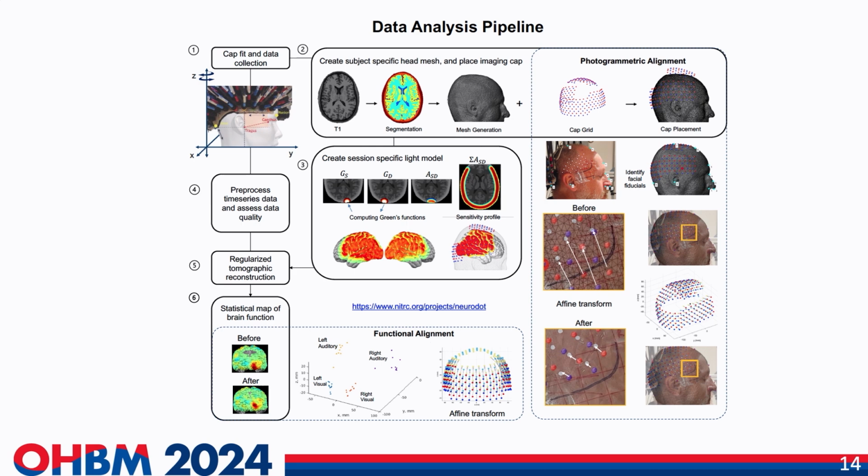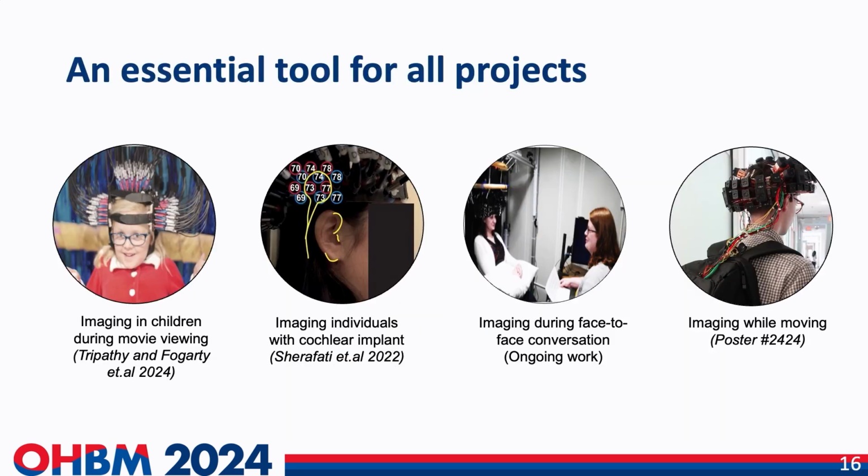And these are all the progress that we're making towards forming a big pipeline to help with precision functional mapping in DOT. This tool is essential for all of our projects. Like I mentioned earlier, imaging children during movie viewing, imaging individuals with cochlear implants, imaging during a face-to-face conversation, or even imaging while walking. All of these data collection efforts rely on precise placement of the cap during data collection. I hope that this project will lead to better data quality for all of these projects.